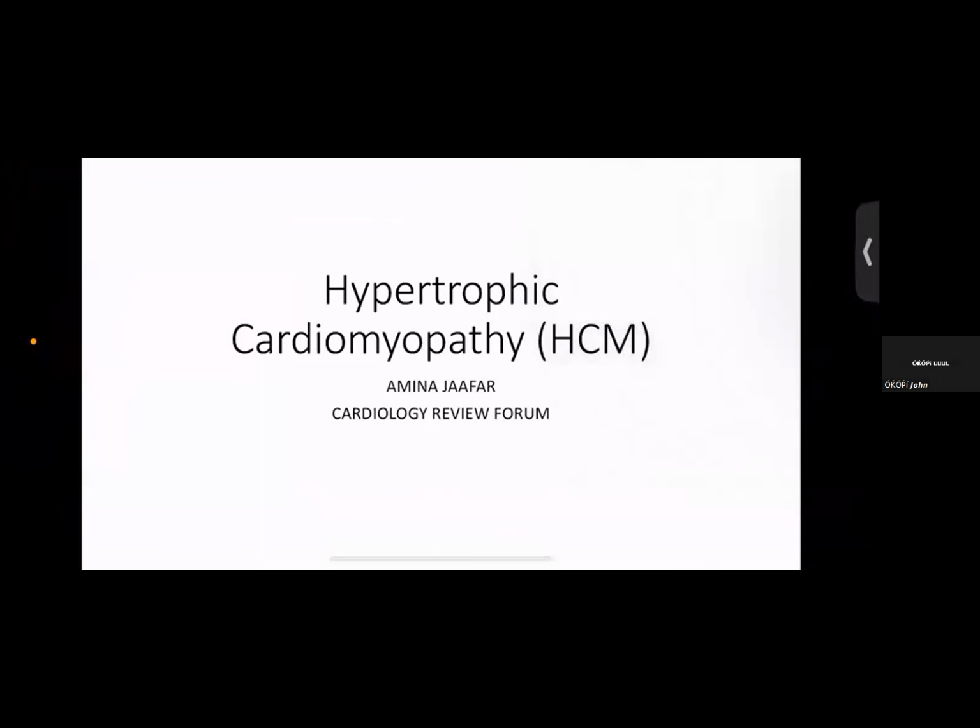So Dr. Aminat will be taking us on hypertrophic cardiomyopathy. I think she has 45 minutes, then we'll interact afterward. Thank you. Thank you, Dr. Kobi. Can you see my screen? Yes, we can see your screen. Okay.